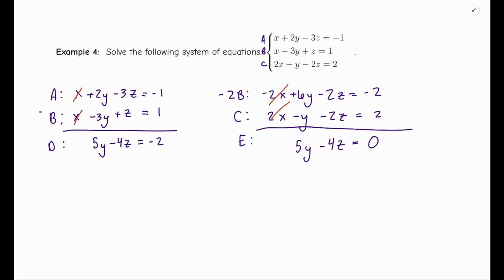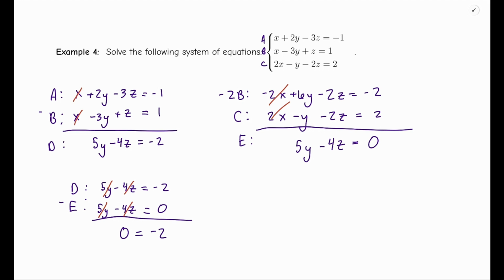The next step is to eliminate another variable. But I'm hoping you realize that both the y and z match, so I'm just going to go D minus E. 5y minus 5y is 0. Negative 4z minus negative 4z is also 0. So we get 0. And then negative 2 minus 0 is negative 2. So we get 0 equals negative 2.